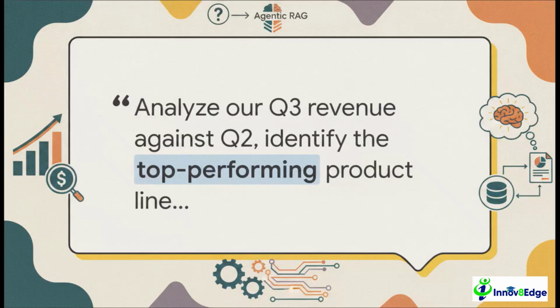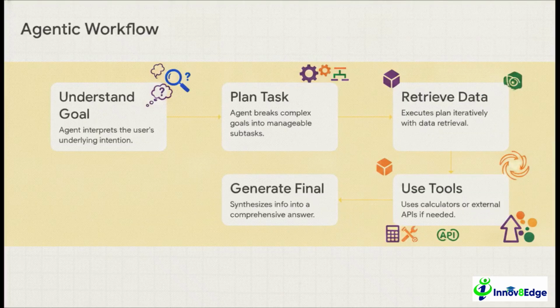Okay, imagine giving your AI this exact prompt. A standard RAG system can easily tell you the Q3 revenue, but it completely fails at the rest. Why? Because this prompt requires looking at financial databases, comparing quarters, finding a specific product line, and then searching a completely different text database for marketing reports just to synthesize the why. But agentic RAG, it handles this beautifully. It achieves this by essentially acting as an autonomous knowledge worker.